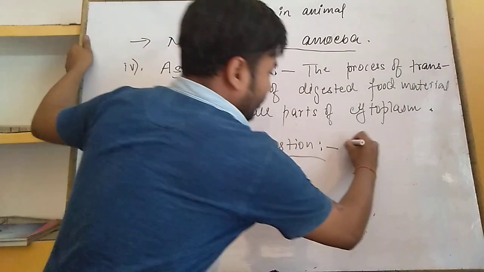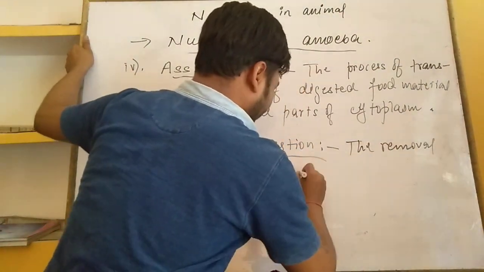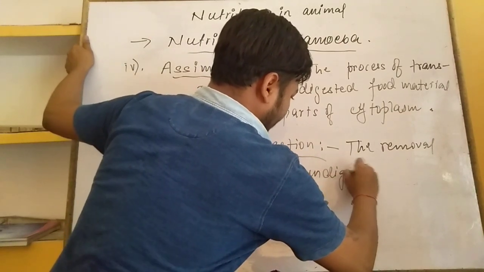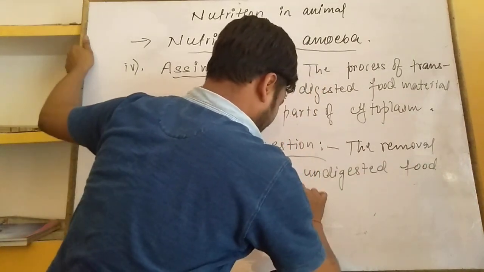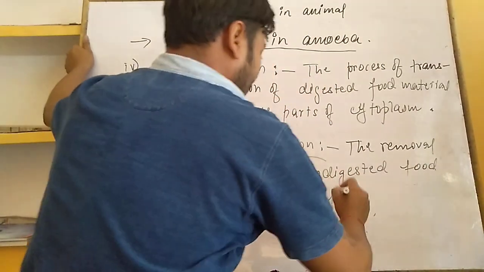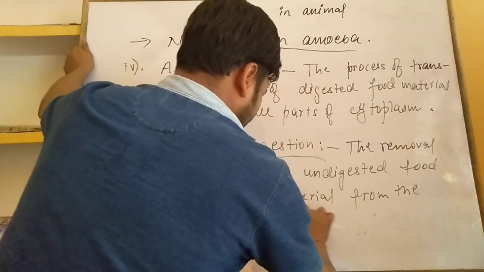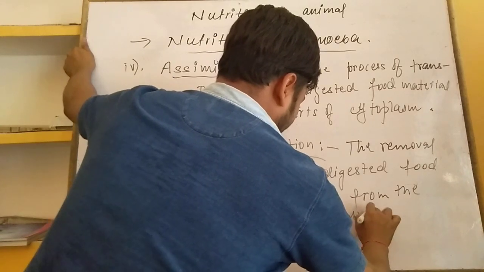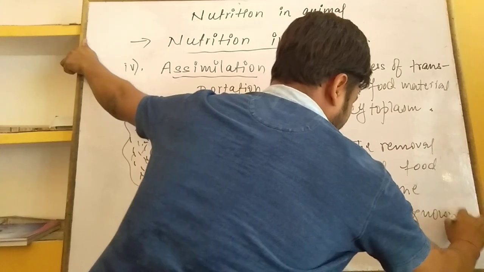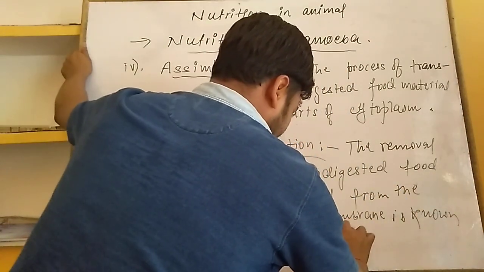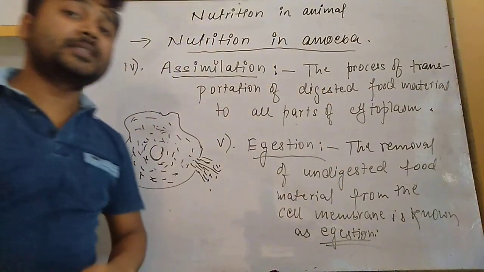इसको बोलते हैं egestion, the removal of undigested food material from the cell membrane is known as egestion. The nutrition in amoeba is finished.